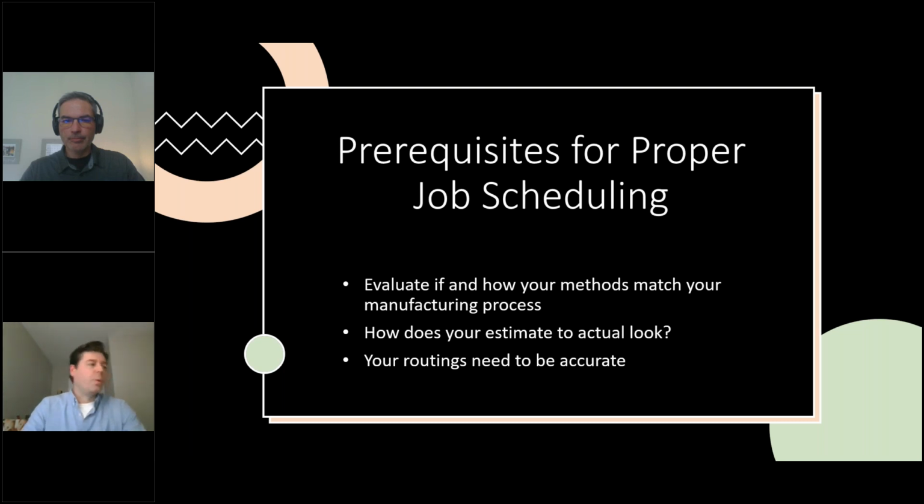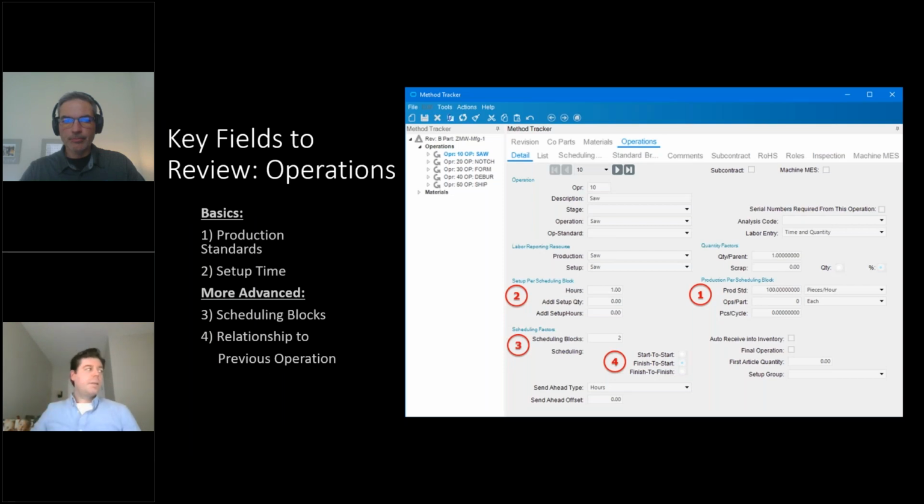So what are we looking at when we look at our methods? On our load side, we're looking at our operations. So here we can see a simple part. We have 10 operations listed. What are we using within this operation setup though to define our load? Primarily, we're looking at our production standards. How many pieces per hour have we said it takes this operation to produce? So in this instance, 100 pieces per hour.